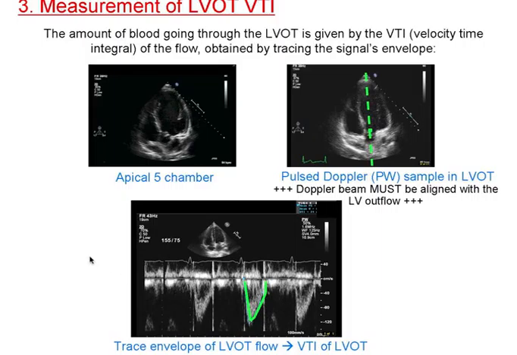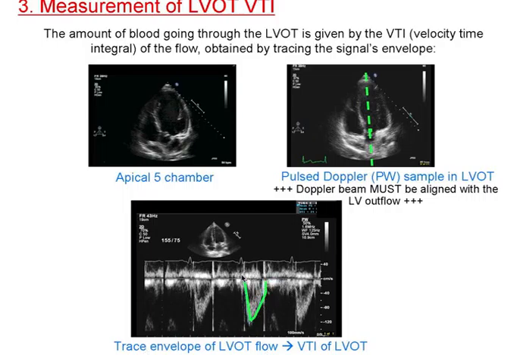Once we have the left ventricular outflow tract area, then what we're going to need to do is get the velocity time integral, or the amount of blood going through the left ventricular outflow tract, which is given by this velocity time integral. And so it's the envelope of the flow that's coming all the way through that aortic valve. It's that envelope right there that we need to do a little calculus on, or integral of. And so you line up the pulse wave Doppler signal right over the apical fifth chamber, and then you activate it, and then we get this tracing.